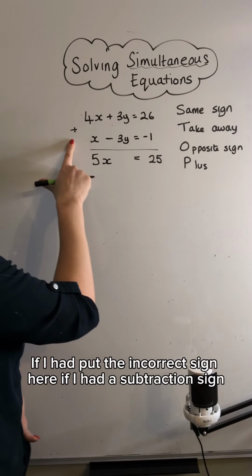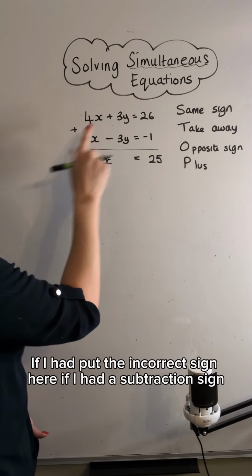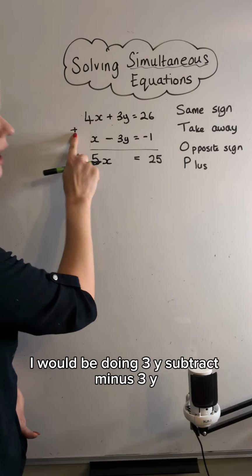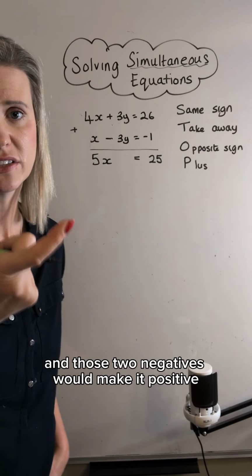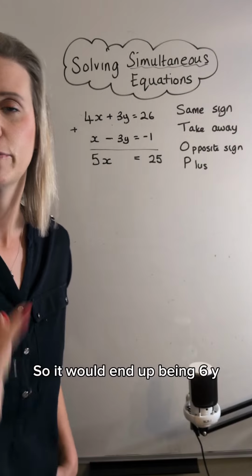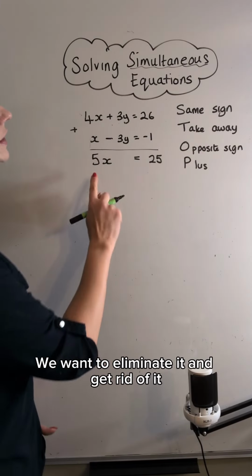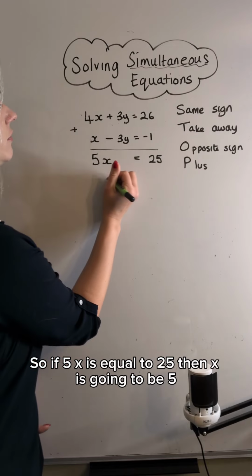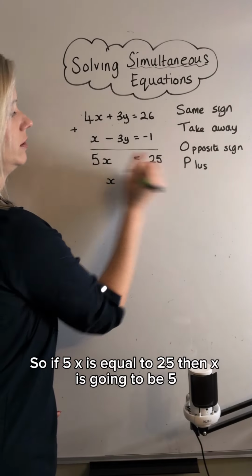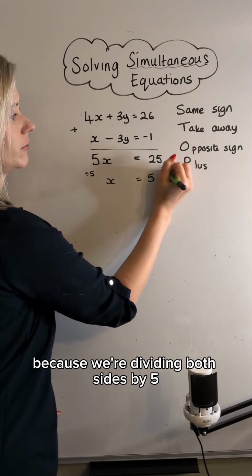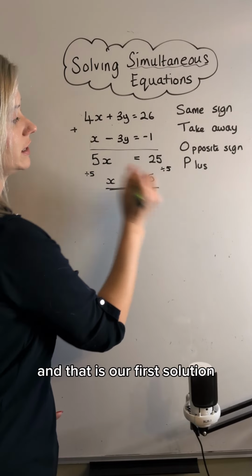If I had put the incorrect sign here, if I had a subtraction sign, I would be doing 3y subtract minus 3y, and those two negatives would make a positive, so it would end up being 6y. We don't want that, we want to eliminate it and get rid of it. So if 5x is equal to 25, then x is going to be 5, because we're dividing both sides by 5. And that is our first solution.